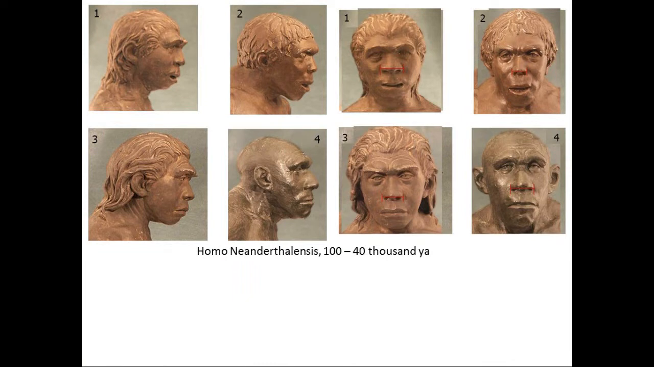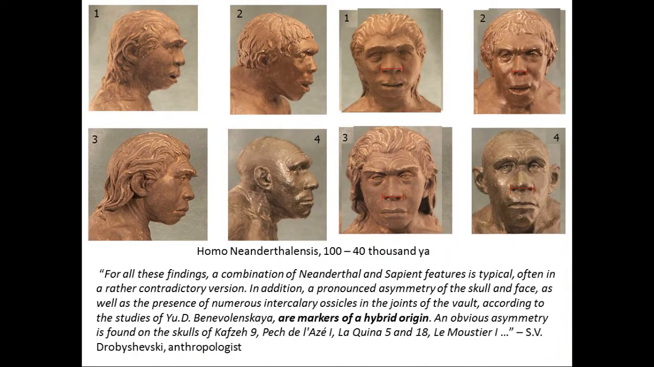Here is what a renowned Russian anthropologist says about this phenomenon. For all these findings, a combination of Neanderthal and sapien features is typical, often in a rather contradictory version. In addition, a pronounced asymmetry of the skull and face, as well as the presence of numerous intercalary ossicles in the joints of the vault, according to the studies of Benevalenskaya, are markers of hybrid origin.